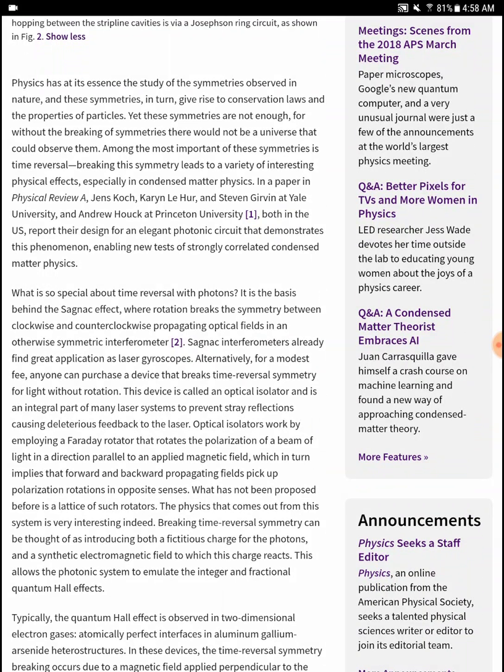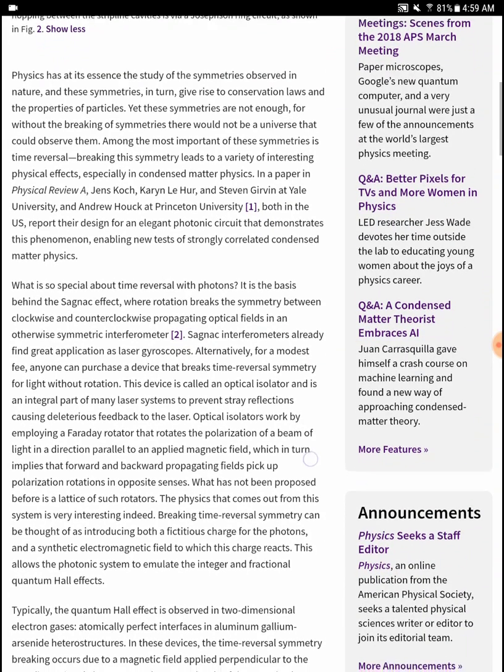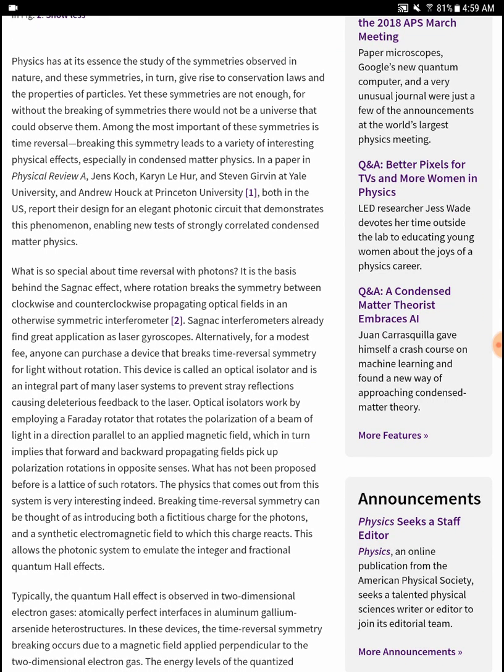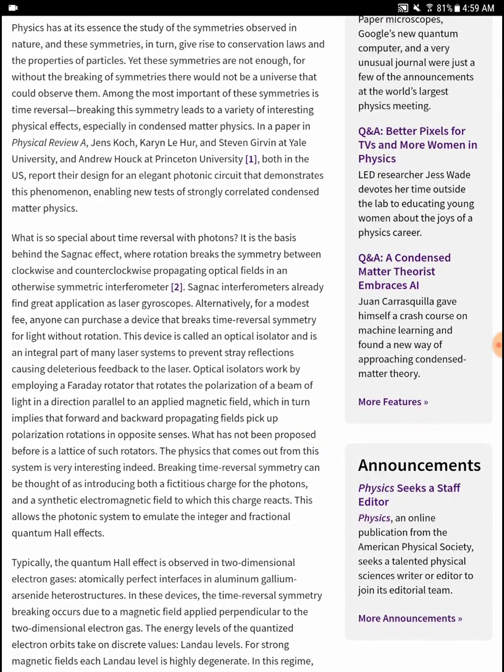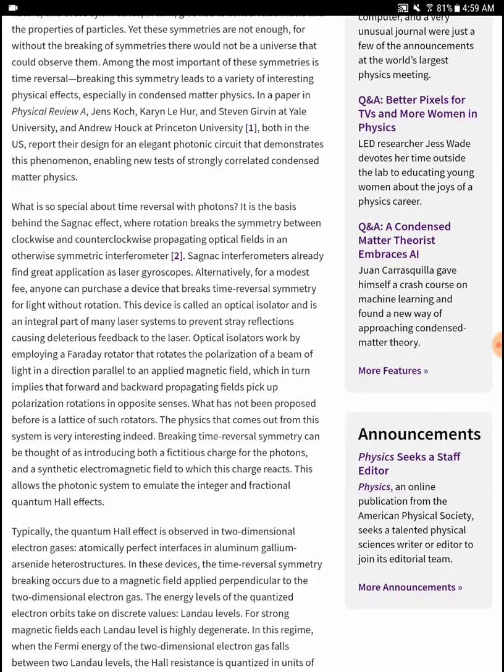Physics has at its essence the study of the symmetries observed in nature, and these symmetries, in turn, give rise to conservation laws and the properties of particles. Yet these symmetries are not enough, for without the breaking of symmetries, there would not be a universe that could observe them. Among the most important of these symmetries is time reversal. Breaking the symmetry leads to a variety of interesting physical effects, especially in condensed matter physics.